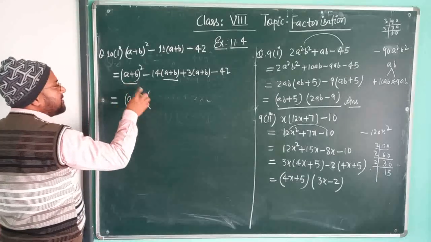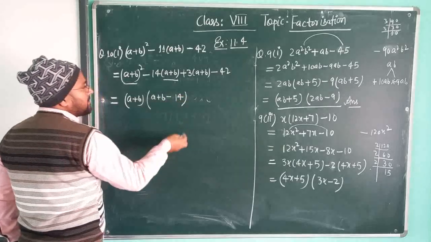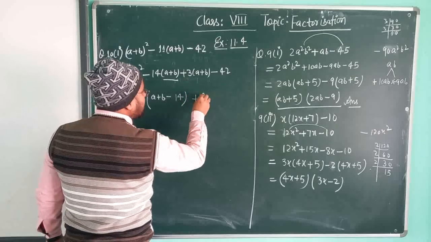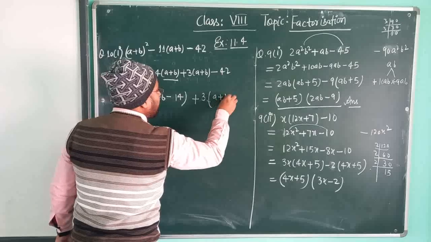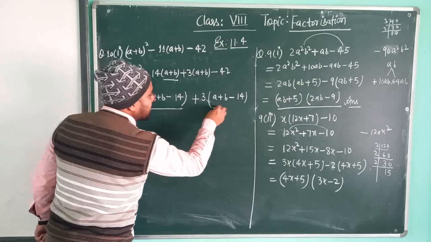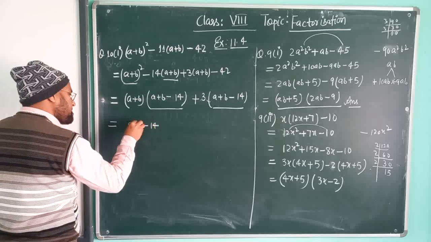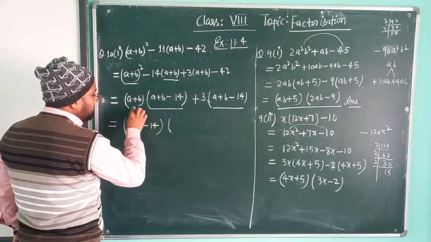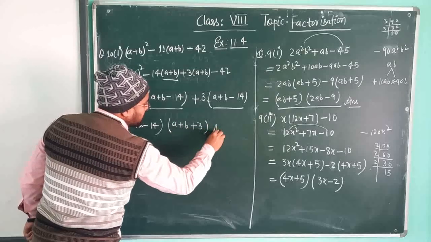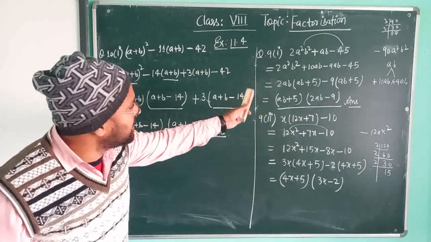So what is the remaining from there? A plus b is remaining and minus 14. And plus, I am going to take 3 as a common, so a plus b is remaining and minus 14. So now you can check this one. A plus b minus 14 is a common in all. And what is remaining from there? This term a plus b, and from there plus 3. That is our answer. This is the first method which we have used in all those questions.